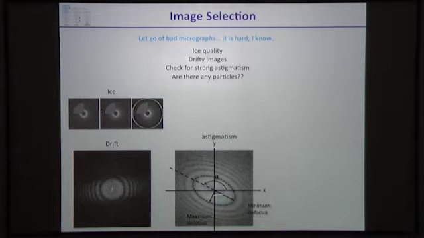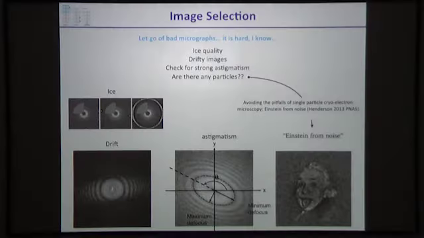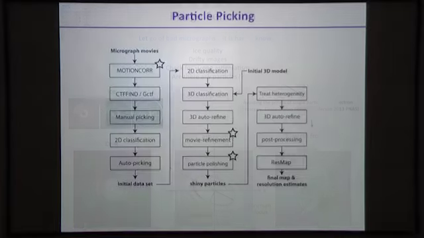Astigmatism can be corrected for, provided the CTF estimation went well, and you have a good estimation of the foci and the angle in between the foci. But you should look at this, and if you have high astigmatism in your data set, next time you go to a microscope, you should be more careful with this and correct it beforehand. And last but not least, you should make sure that there are particles in your images. Otherwise you might end up with problems. We can discuss this later.